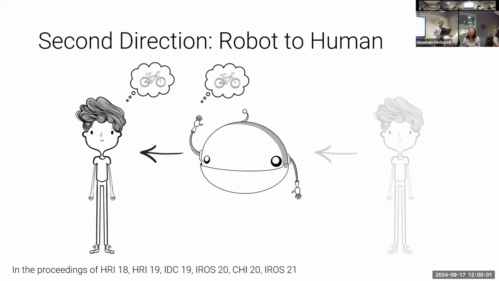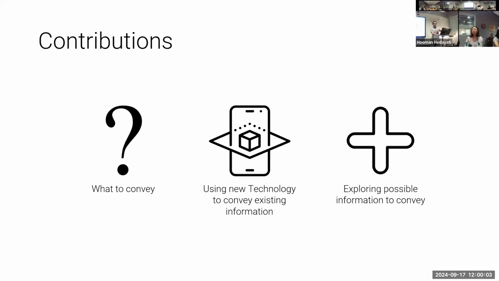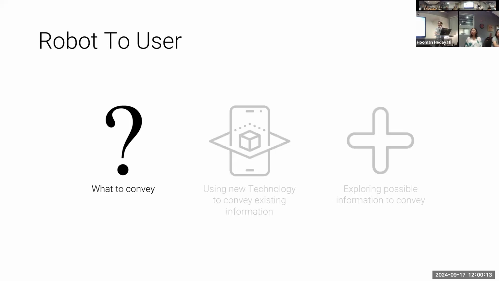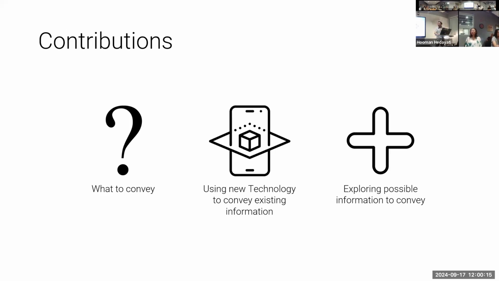So this part of the talk is going to go through three steps. One is what information people actually need from a robot. The second is how we can use new technologies to convey the information that people want. And then the third is exploring the opportunities and possible ways of conveying information, like what is the limit of the information that we can convey.